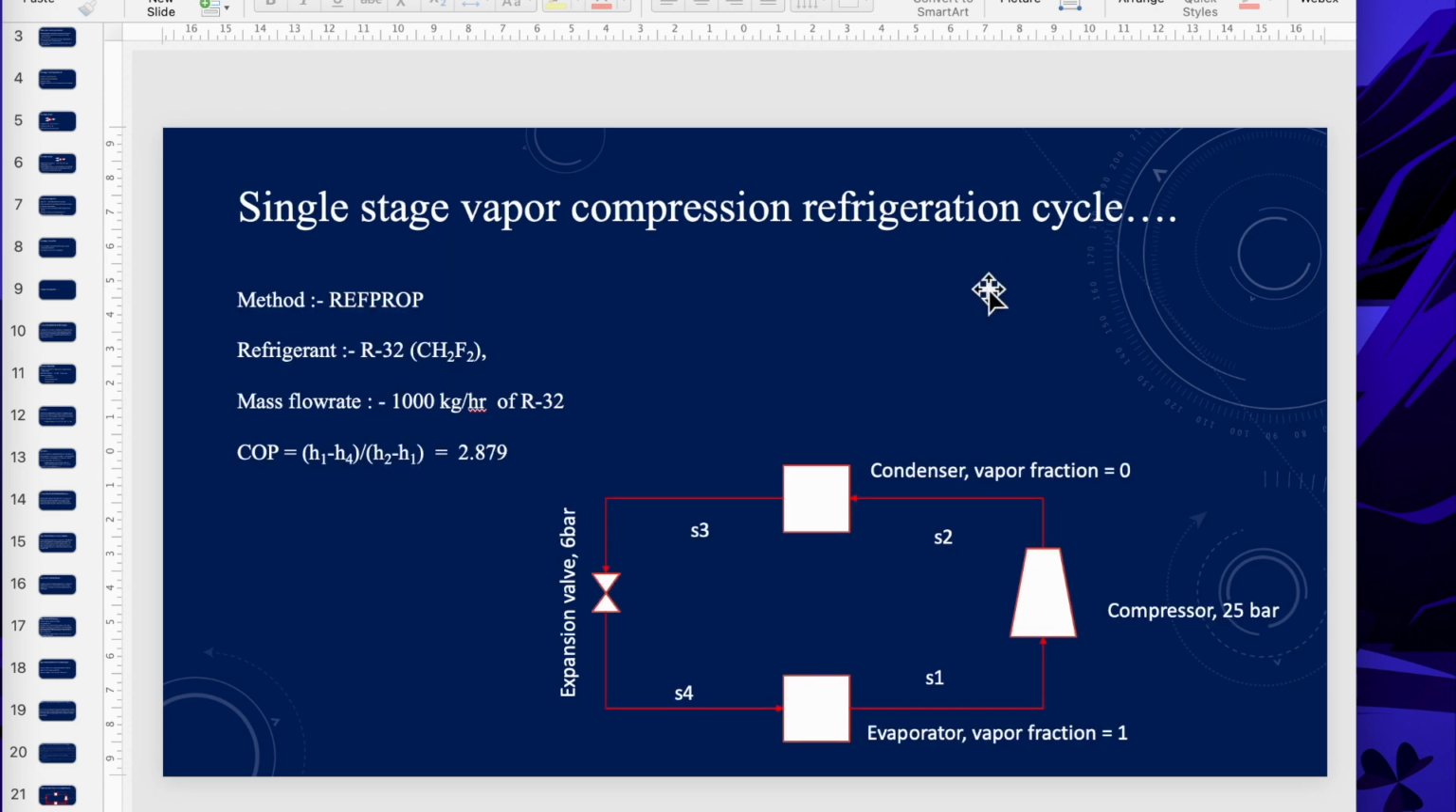So the question is, we have to simulate the VCRC on Aspen Plus. For that we have to use the method REFPROP, and the refrigerant is R32, CH2F2. The mass flow rate is given, and we have to calculate the COP. I have calculated it by hand. Now your compressor is working at 25 bar pressure and your expansion valve is at 6 bar. Now let's go to Aspen Plus.